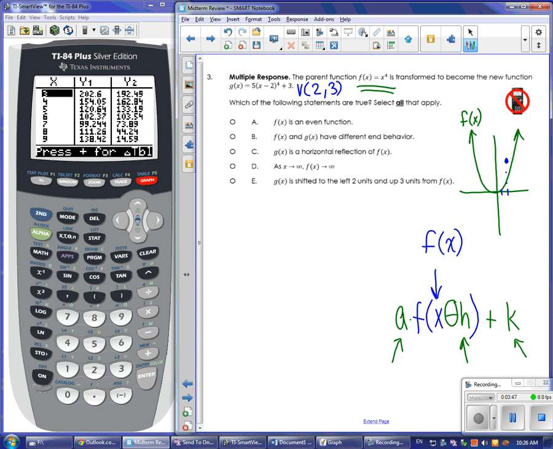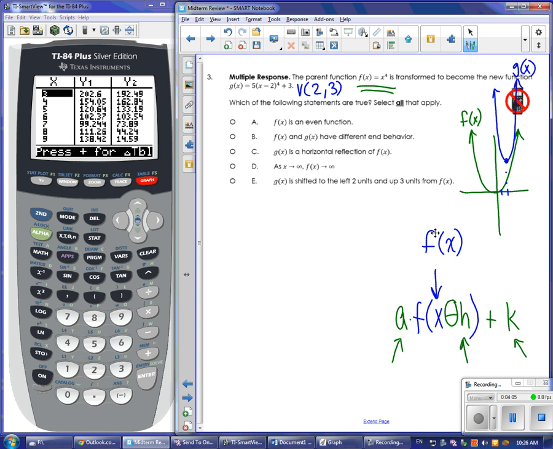And my a value, my leading coefficient, is 5. So my graph is not going to be reflected. It is going to continue to open up. And because it's 5, it's going to be dilated. So it's going to be thinner or less wide than my f of x function. I'm going to go ahead and label this as g of x.